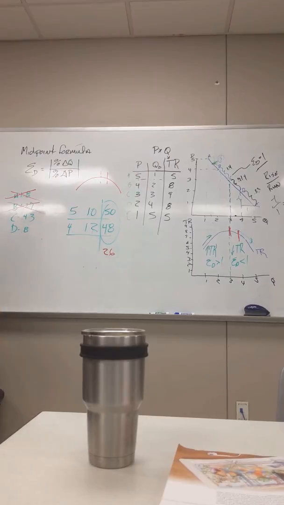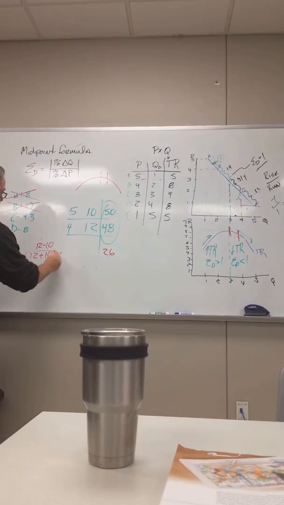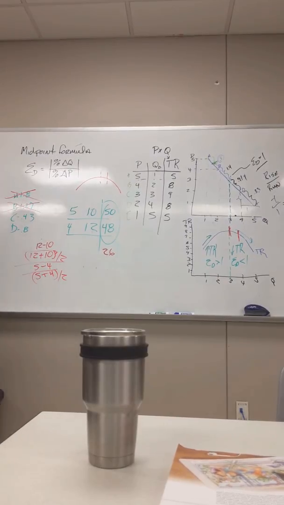You could still do your math, and what would it be? It'd be 12 minus 10 over 12 plus 10, divided by 2, over 5 minus 4 over 5 plus 4, divided by 2. So either way, you can find a solution. Once you have this inputted, it's all basic math. Have your sheet beside you. Have this information with you.